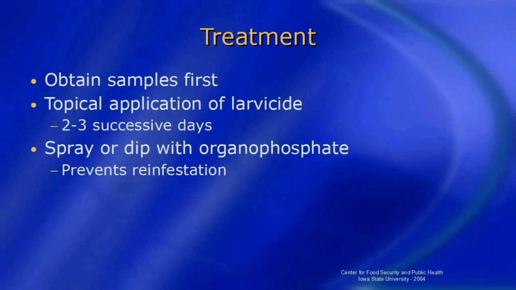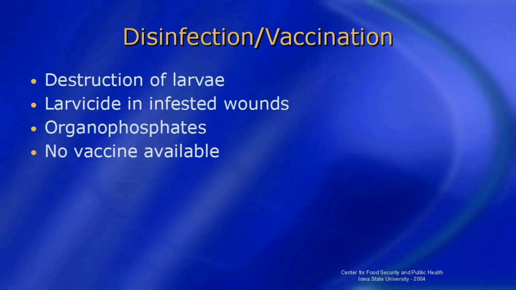Treatment consists of topical application of larvicide directly into the wound for 2 to 3 successive days. Doramectin can be used to prevent further development of larvae present in the wound, as well as those that may be subsequently deposited. Spraying or dipping animals with an organophosphate insecticide such as coumaphos will also provide protection against reinfestation once the wound is cleared of the infestation. Any larvae that are removed from the wounds should be destroyed immediately. Infested wounds should be cleaned with an approved larvicide to destroy any larvae that were not removed.